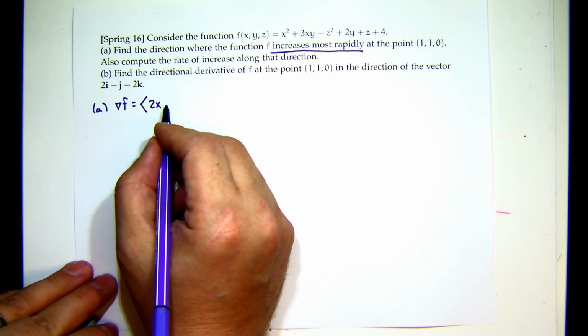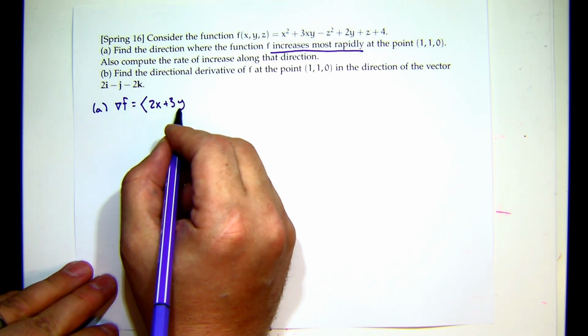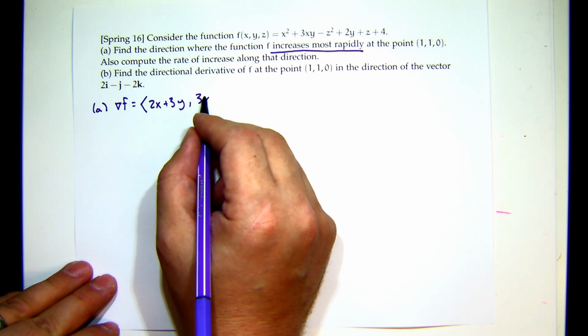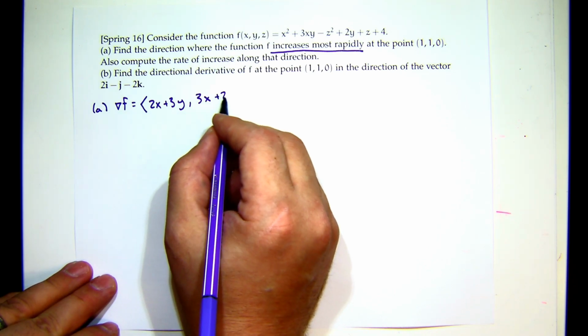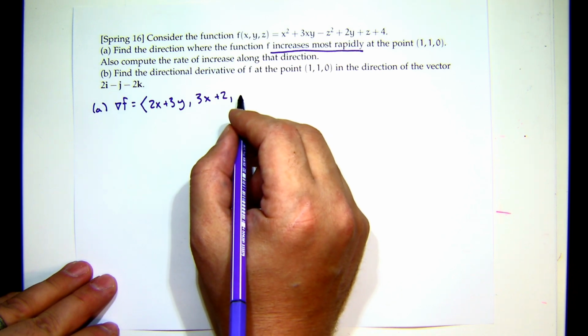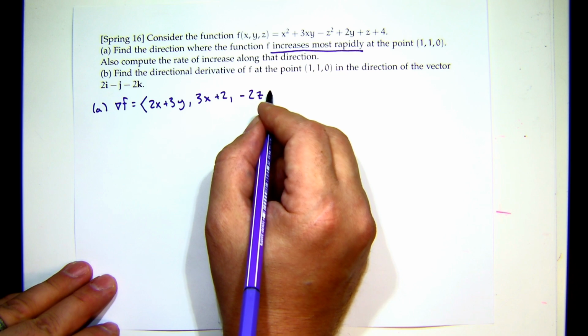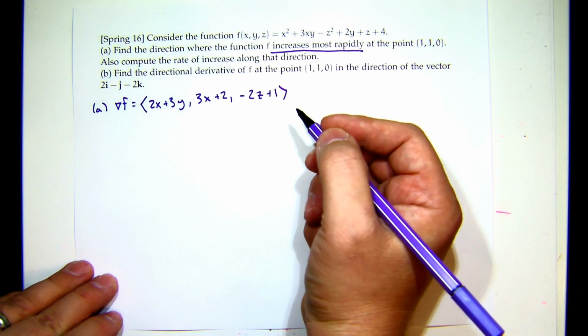2x plus 3y, comma, 3x plus 2, comma, negative 2z plus 1. Okay, that's gradient of f.